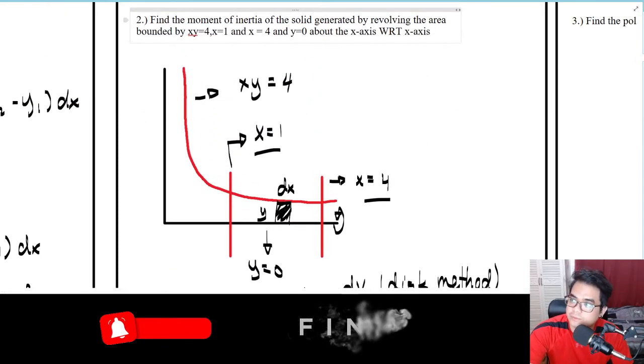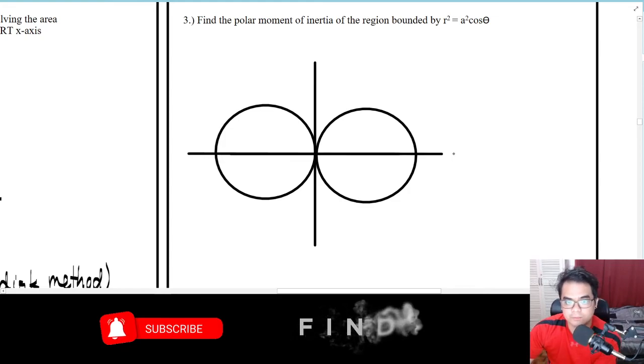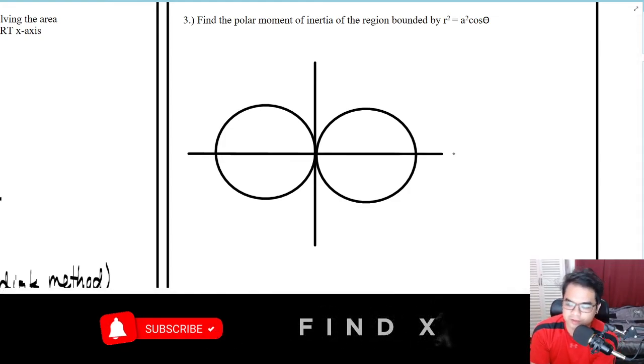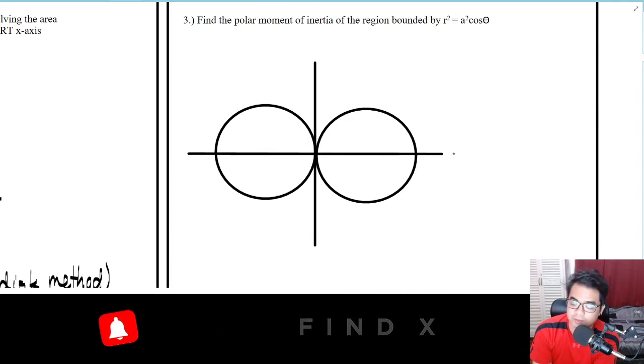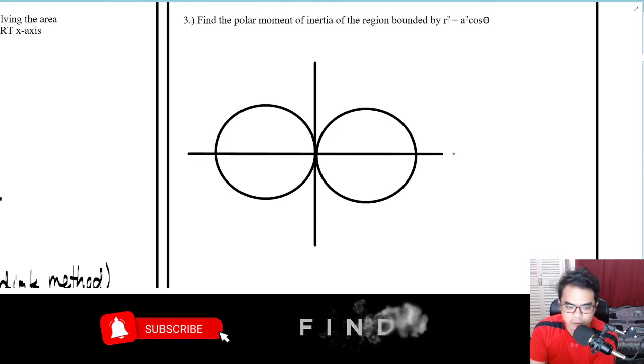Let's get to the next number. Number 3 is to find the polar moment of inertia of the region bounded by r squared equal to a squared cosine theta. So this is actually a Leibniz case, but it is a special case of Leibniz case. So this is what it looks like. I already drew the graph of the equation.